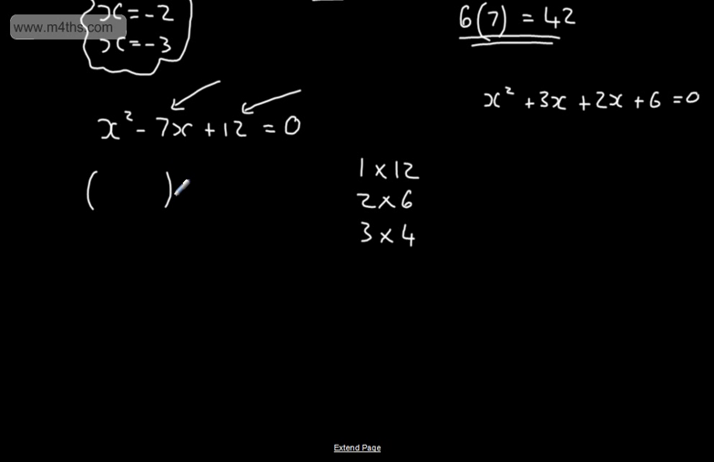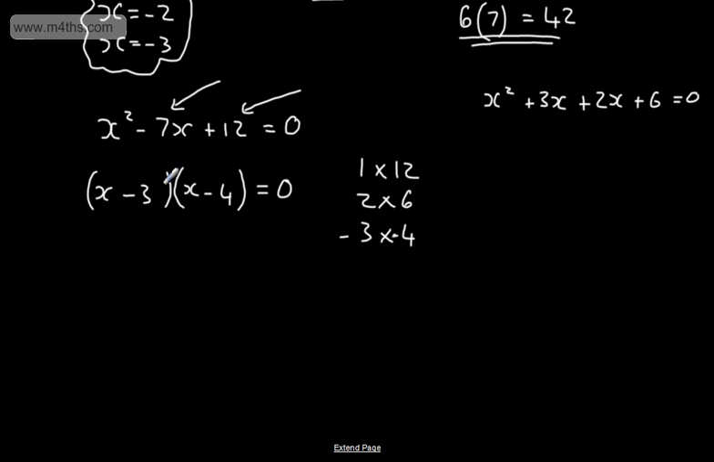So setting up the brackets, we're going to have x in the front of each bracket, x, and then we're going to have x. If I want to make now a positive number, I can have two negatives that multiply. Two negatives that multiply give a positive, and may add to give this negative. So we can write this as x minus 3 and x minus 4.